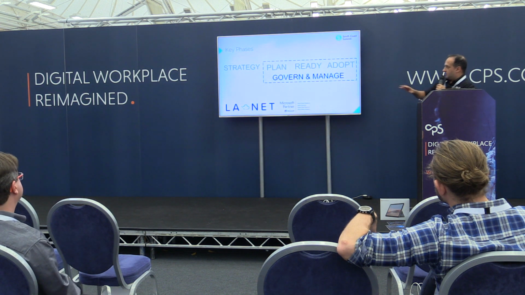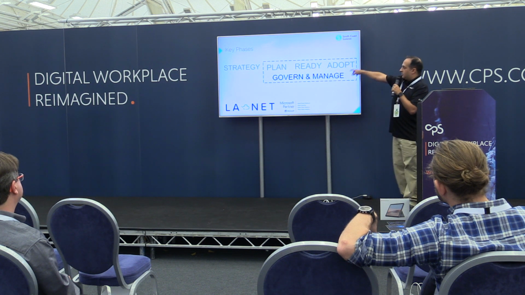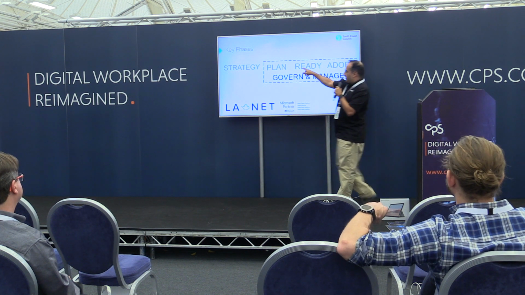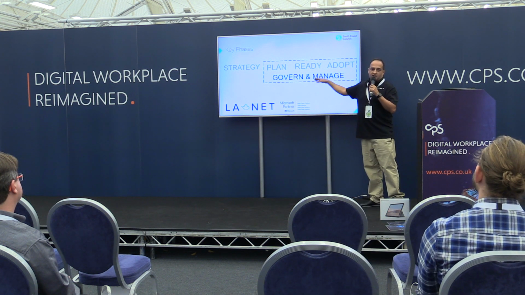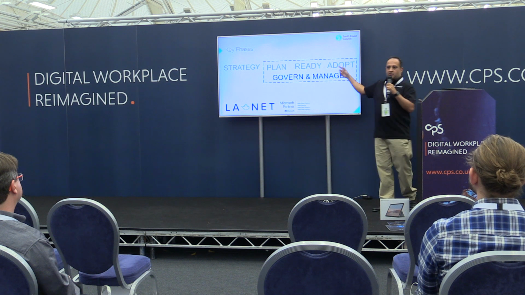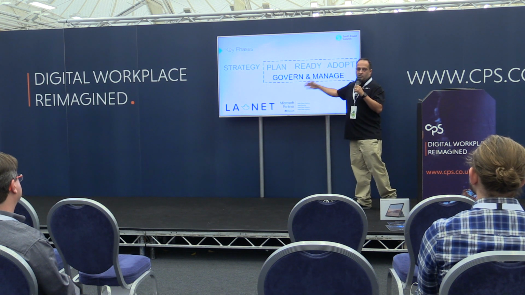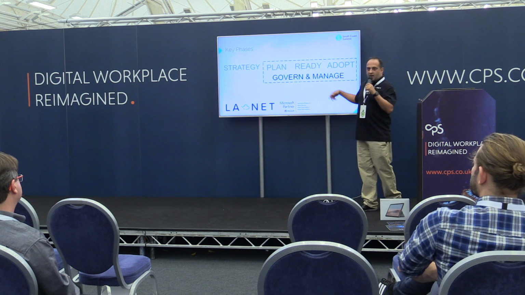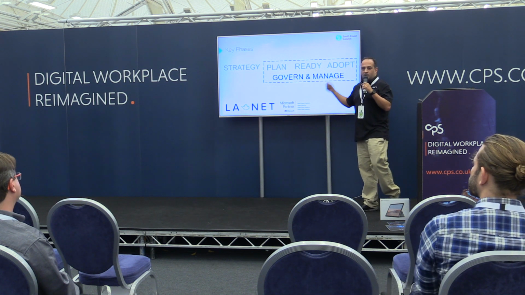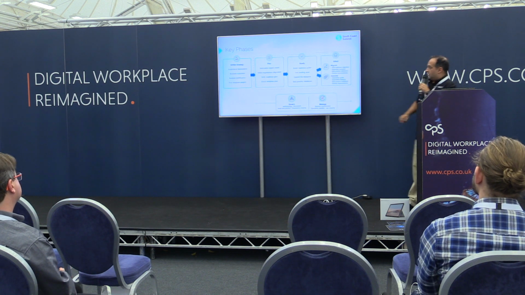Okay, so here's my view on it. You've got the top line strategy, plan, ready, adopt, and then around this part here, you look at govern and manage. Here you've got your baselines, and how do you monitor those baselines? How do you improve those baselines? So you've got a baseline for governance. You've got a baseline for management, our standard operating model, for example. How do you monitor that it's working, and how do you improve it over time? And this is Microsoft's slide here.